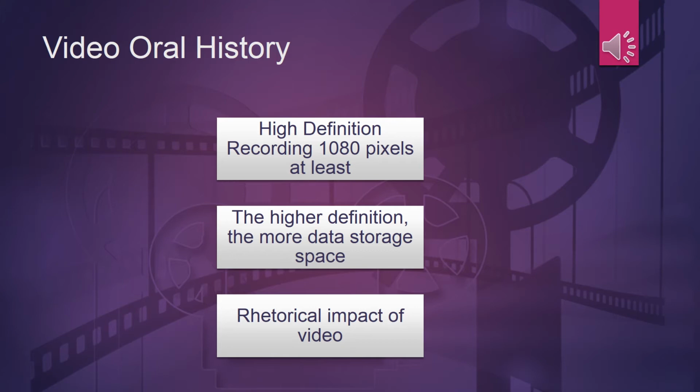High-definition recording uses at least 1080 pixels. High-def and 4K camcorders are becoming increasingly affordable. Be sure to record on the highest definition settings that your camera allows.